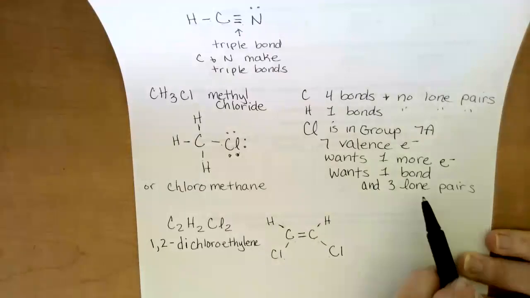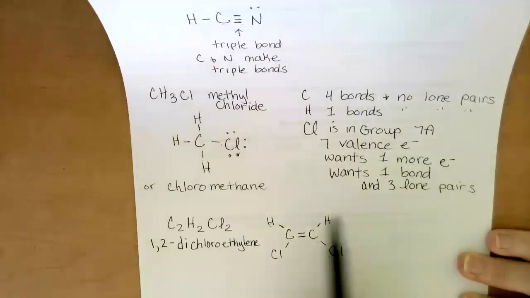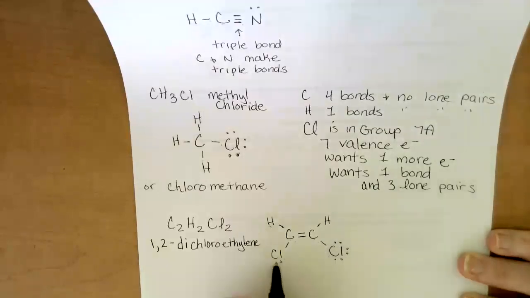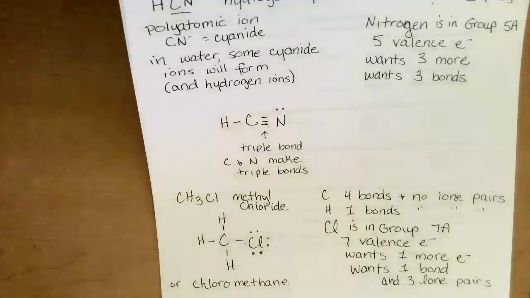I now have no lone pairs on carbon. That's perfect. No lone pairs on hydrogen. That's perfect. Chlorine wants 3 lone pairs, so I'm going to give it to each of these chlorine atoms. 3 lone pairs, or a total of 6 non-bonding valence electrons. This is the final structure for 1,2-dichloroethylene. And we're done. Give me a moment as I pause the recording, and I hope this was helpful for you.